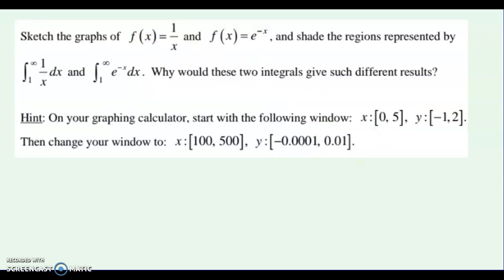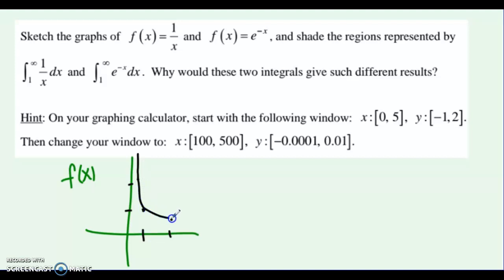And when we take a look at those sketches of each of those, it kind of shows you what you're working with here. If you graph these with your graphing calculator, you're going to notice that if you look at f of x, we've got 1 over x, so at 1 we're at 1, at 2 we're at a half. So it's going to slowly get closer and closer to the x-axis, but it's going to take a while.